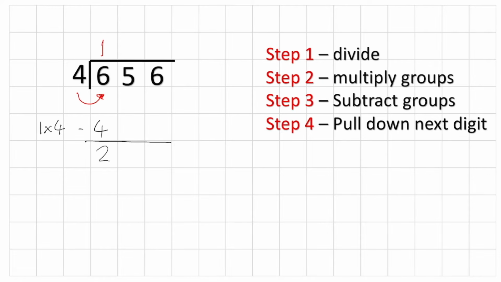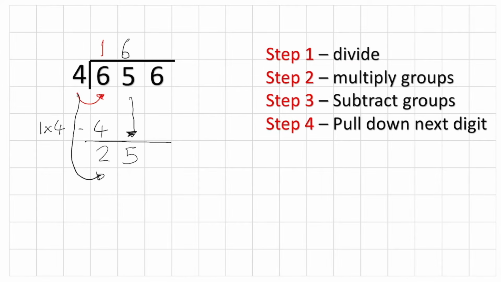Now I can bring down my next digit. I'm not going to bring the 6 with it. I'm just going to bring the 5 at this point. And I have 25. Now I can ask myself, how many 4's are there in 25? So 4's into 25, we can count up in our multiplication table if we want to do it that way. 4, 8, 12, 16, 20, 24, and I can't go to 28 because that would be more than 25 and that would be too many. So the answer is 6.